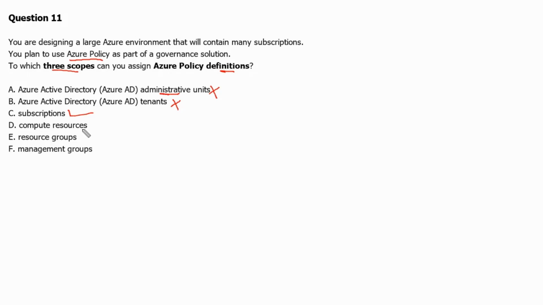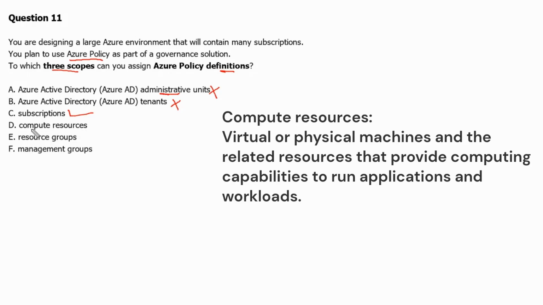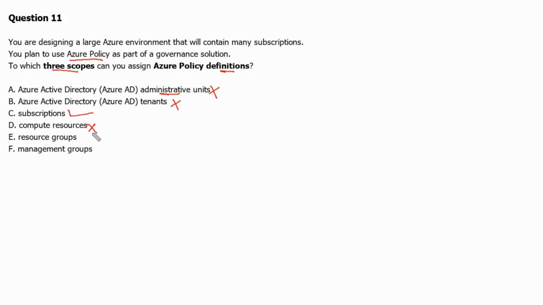Option D, compute resources. Virtual or physical machines and the related resources that provide computing capabilities to run applications and workloads are called compute resources, and we cannot provide compute resources as a scope in Azure Policy definition. Therefore, it is incorrect answer.